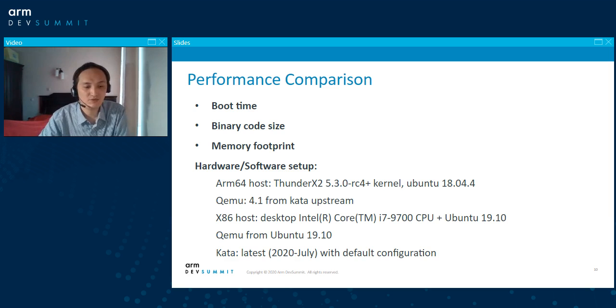So let's come to the performance comparison. The performance comparison, we focus on several aspects, something like the boot time and the binary code size and even the memory footprint, including the virtual memory and the physical resident memory. This is the hardware and the software setup environment information. The host and the guest kernel version and even the QEMU version and also the Kata version.